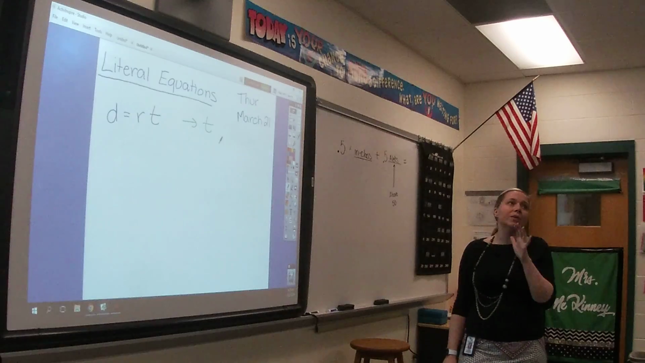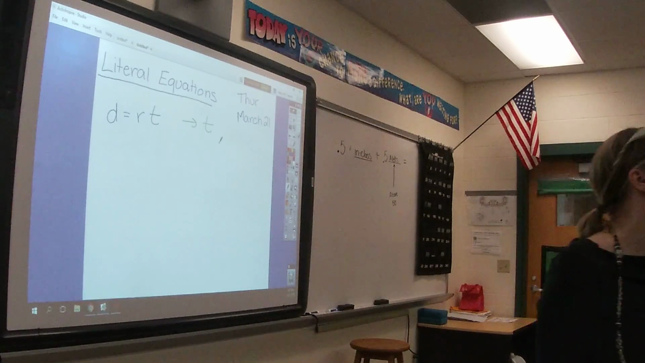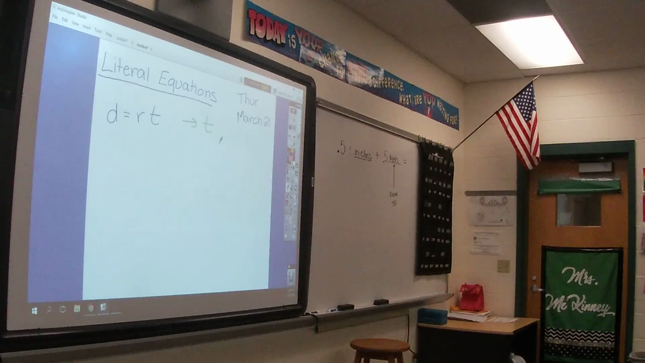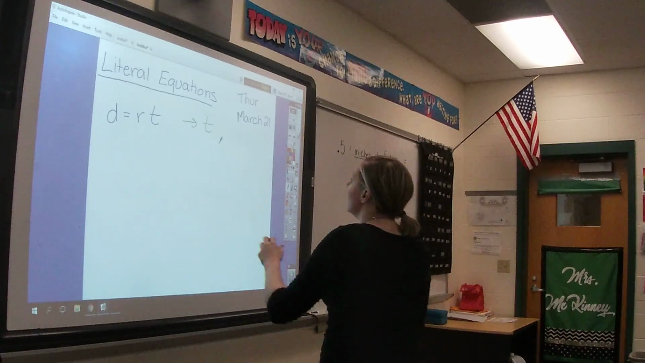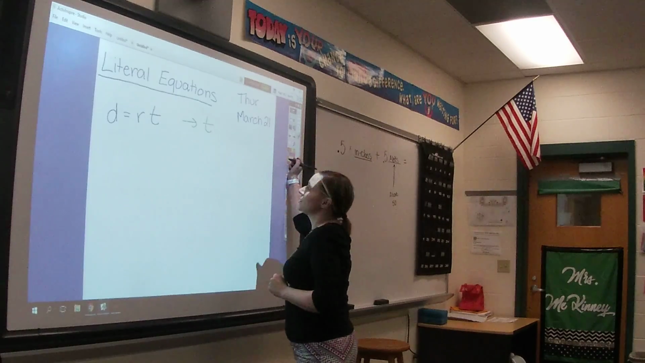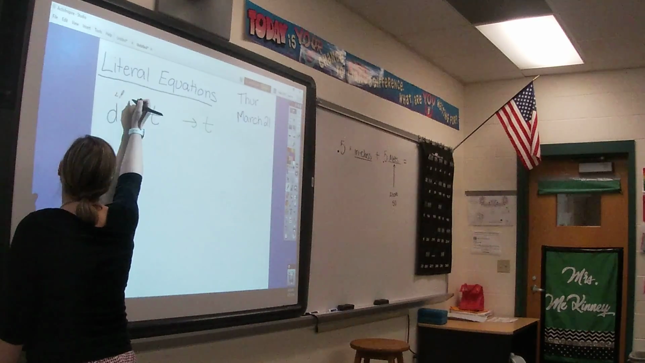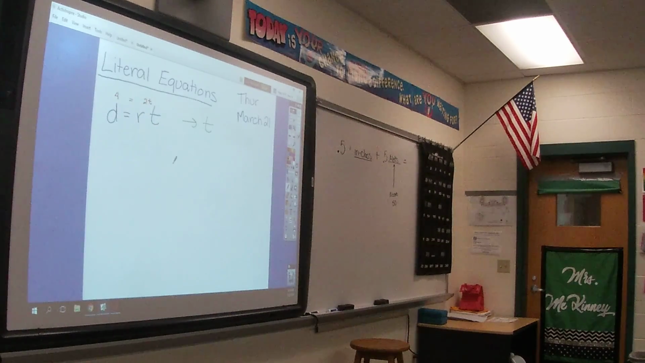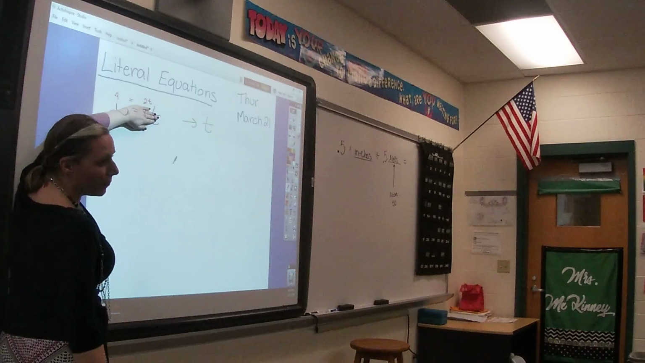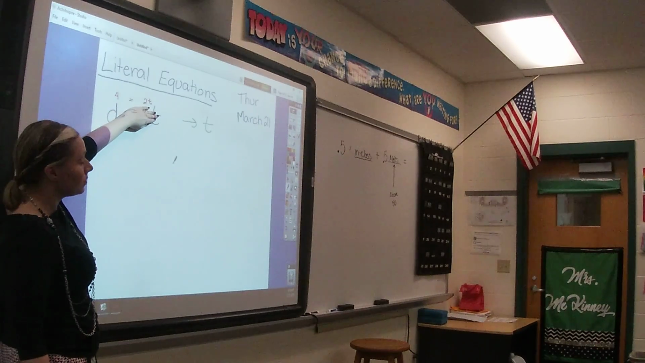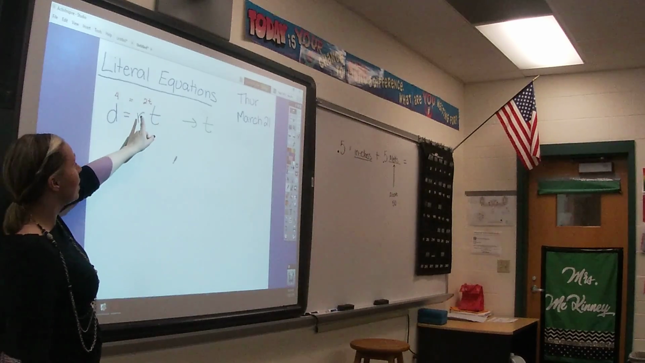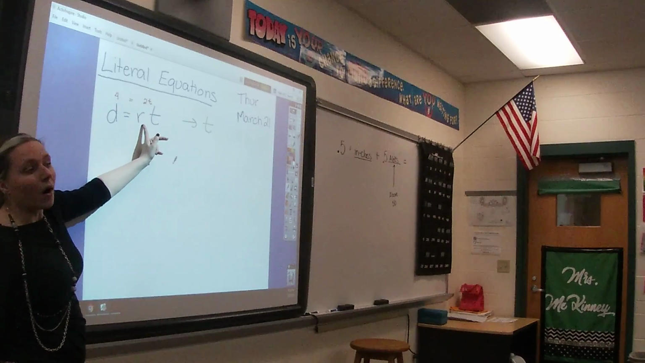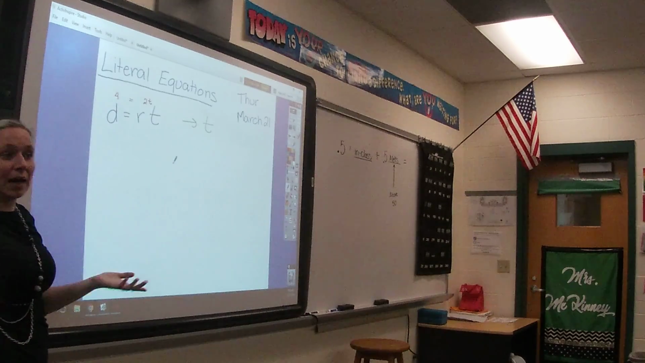My students go, I can't do that. This is all letters. Here's the key. You need to think about variables as numbers. Think about it just like we were in the POD. So what if instead of this saying distance equals rate times time, this said 4 equals 2t. Just pretend those other letters are numbers. What would we do to solve 4 equals 2t for t? Divide by 2. So up here we would divide by 2. What's in the position of 2 down here? R. So let's divide by R.